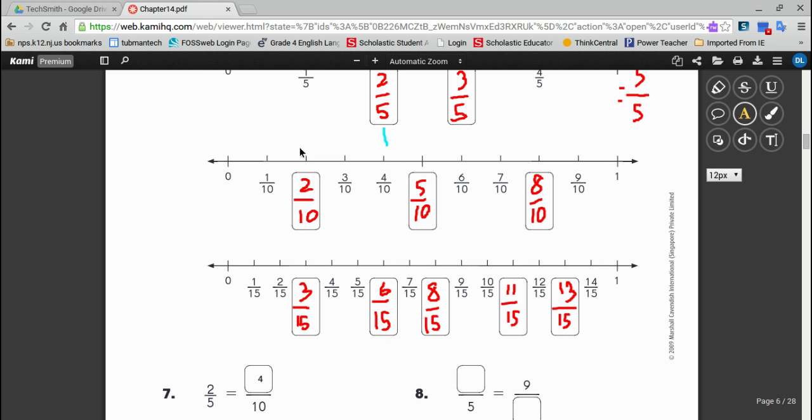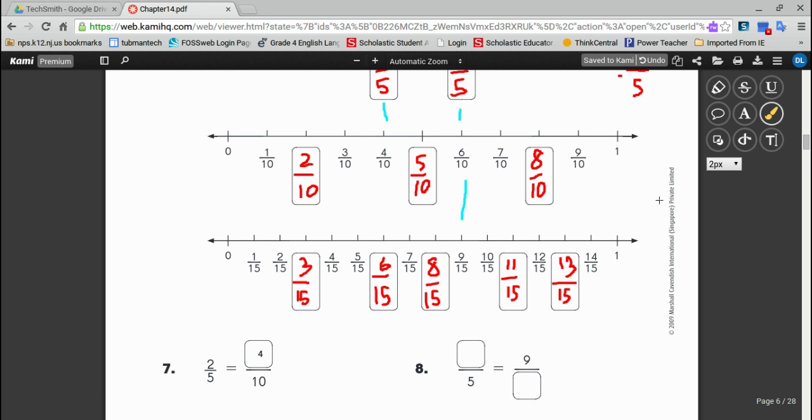So it can't be 1 over 5 because we have 2/10 and 3/15. Can't be 2 over 5 because it's 4/10 and 6/15. Let's look at 3 over 5. So 3 over 5 is the same thing as 6 over 10 or 9 over 15. See that right here? So I think we found it. So 3 over 5 is the same thing as not 6 over 10, but 9 over 15.